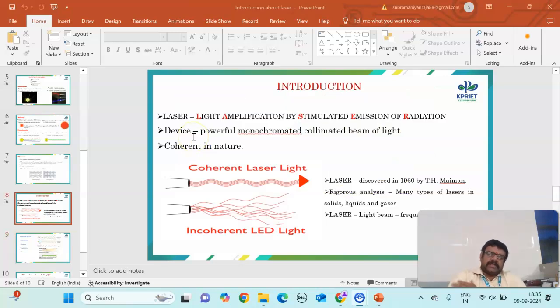The word laser stands for light amplification by stimulated emission of radiation. This is the abbreviation of laser, and it is a powerful monochromatic collimated beam of light produced with a device. It is coherent in nature. We all know that laser light is coherent, whereas LED light is an ordinary source of light which is incoherent in nature. It was discovered in 1960 by T.H. Maiman. Rigorous analysis has been made of many types of lasers in various forms: solids, liquids, and gases. Laser is a light beam of frequency 10 to the power 14 hertz.